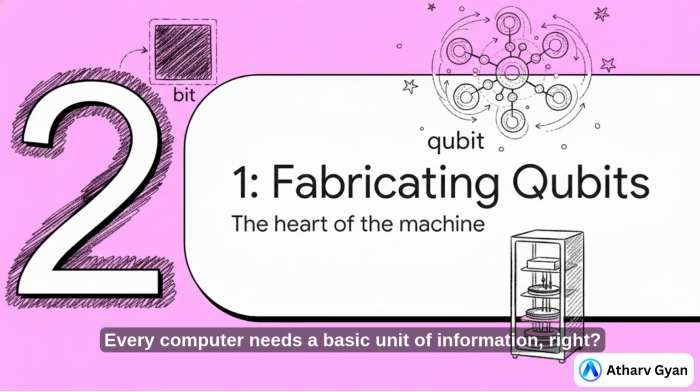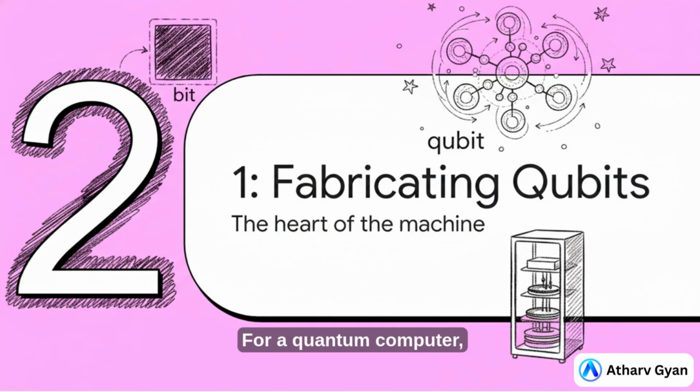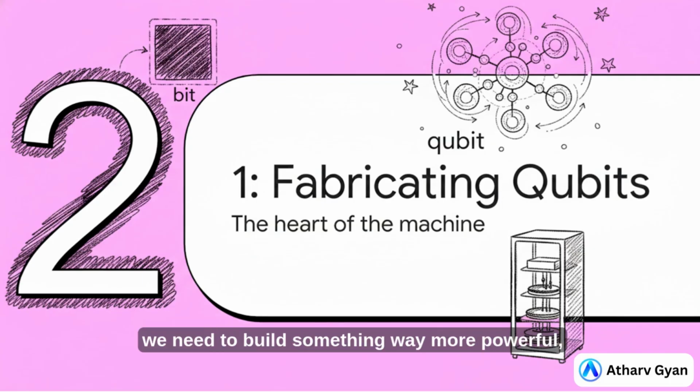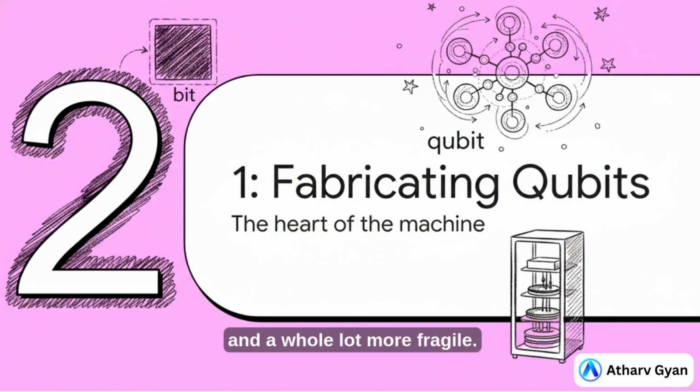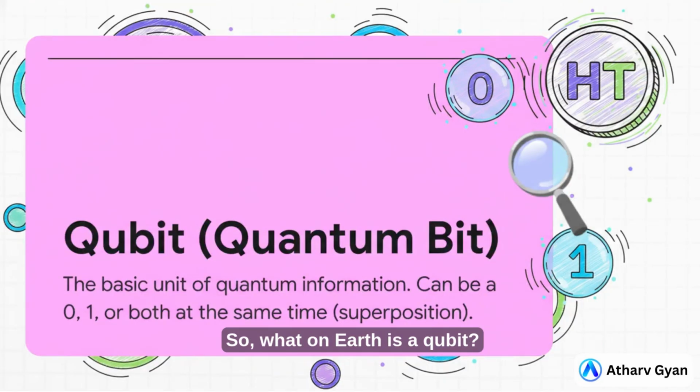Okay, step one. Every computer needs a basic unit of information, right? For the computer you're using now, that's a bit. For a quantum computer, we need to build something way more powerful and a whole lot more fragile. We need to build the quantum bit, or qubit. So what on earth is a qubit? Well, it's the secret sauce.